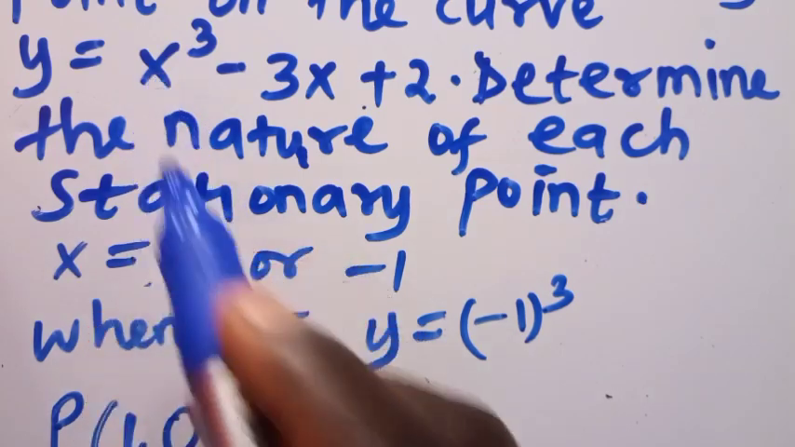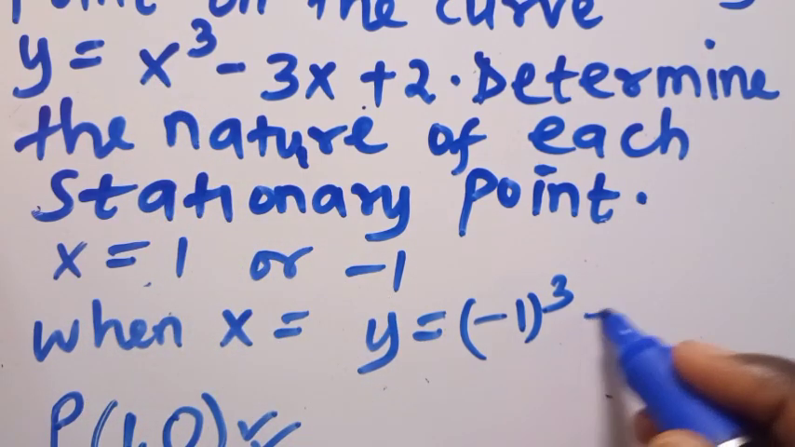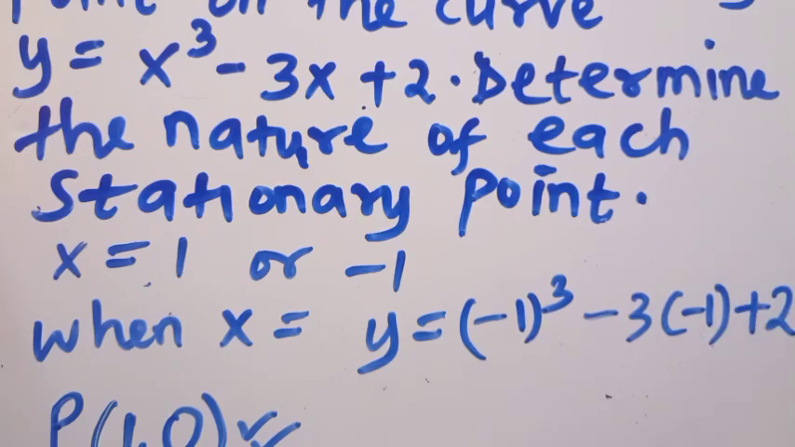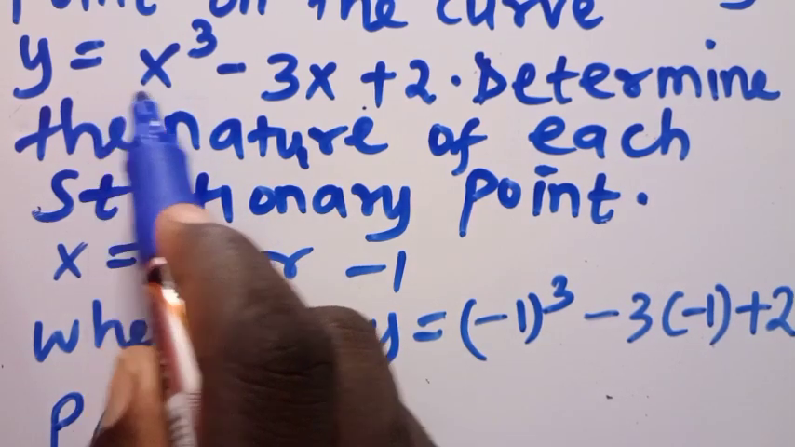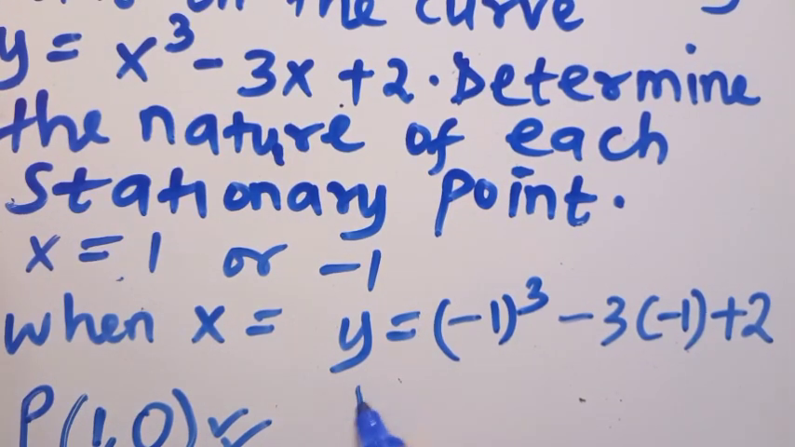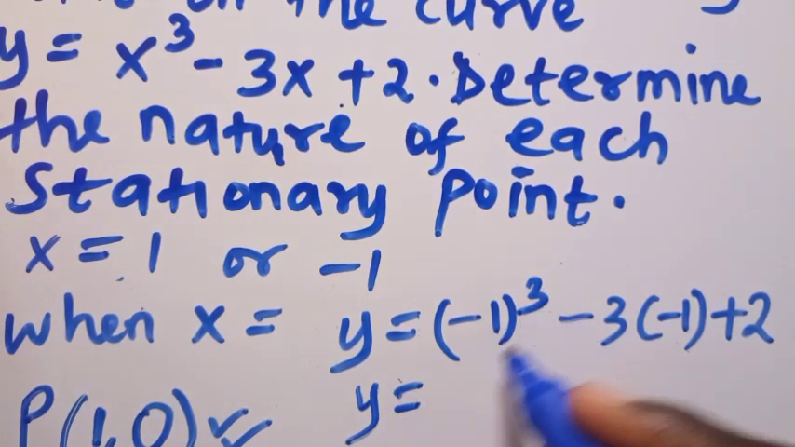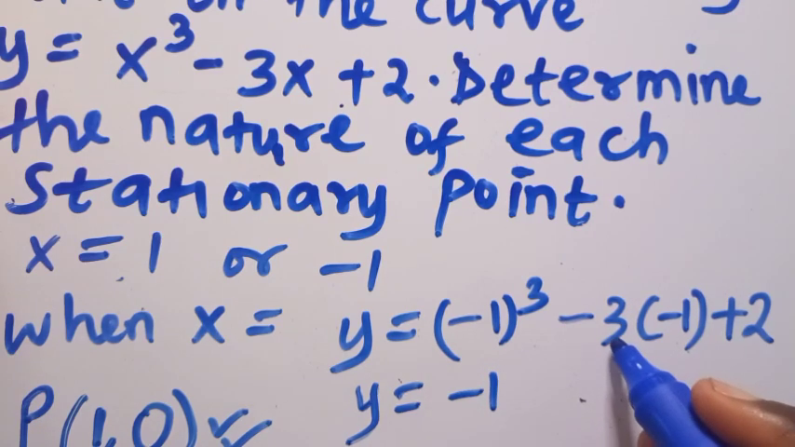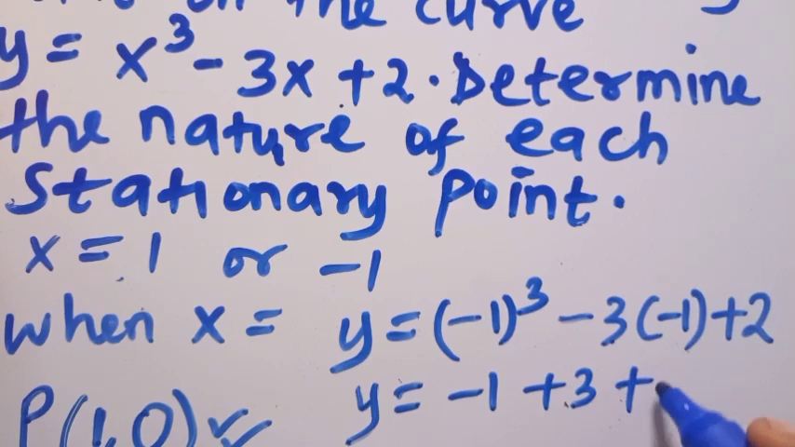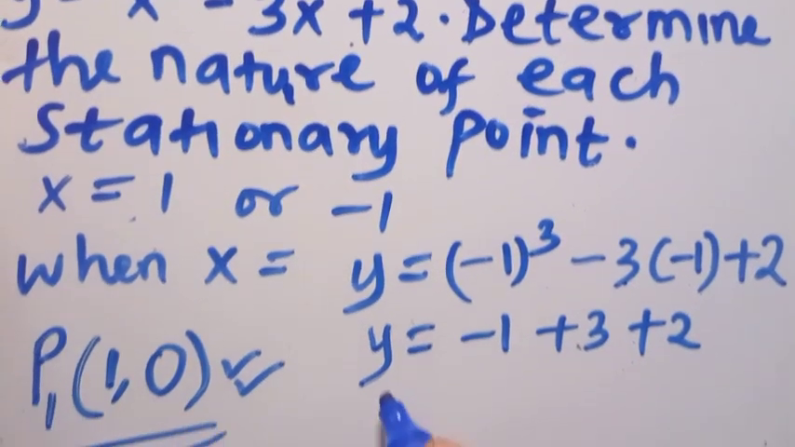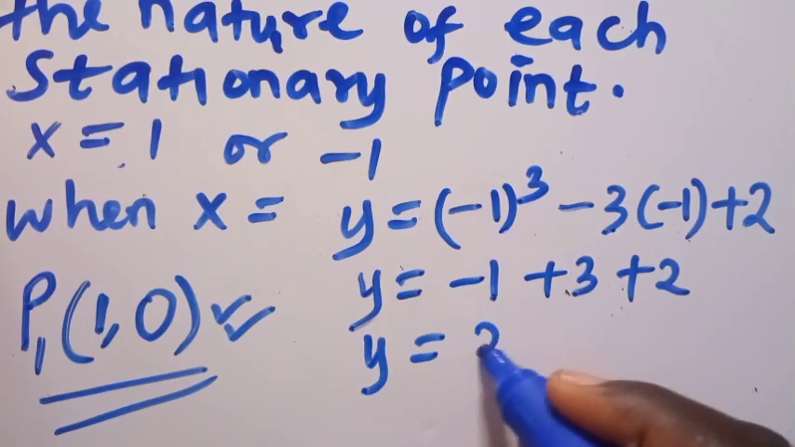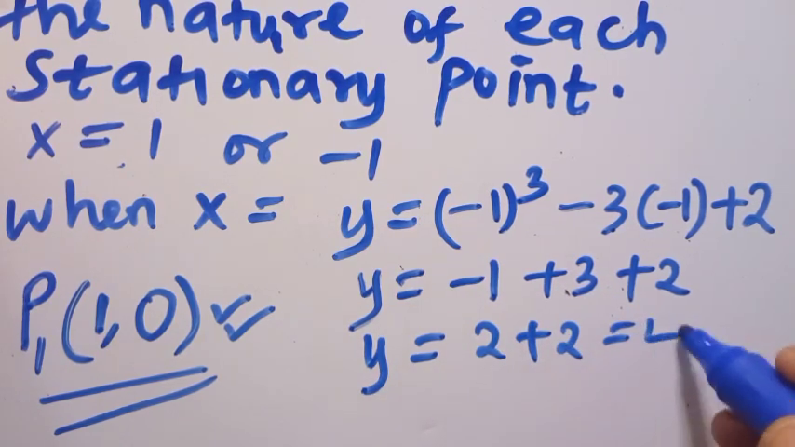This is, instead of x, negative 1. Negative 1 cubed minus 3 into negative 1, then plus 2. I am substituting in our original equation of the curve. In this case, we have y equals negative 1 cubed, which is negative 1, then negative 3 times negative 1 is positive 3, then plus 2. So our y is negative 1 plus 3 is 2, then plus 2 is 4.